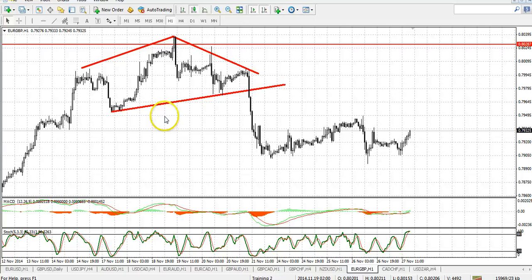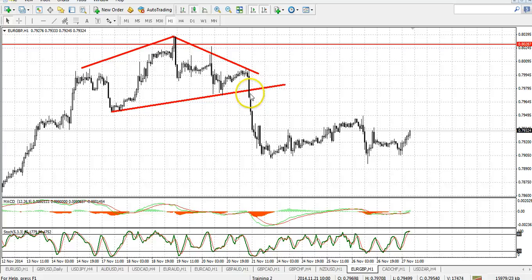Just for interest's sake, guys, a little big head and shoulders that we had over there. A big one. There's the head, the two shoulders, and the neck. Okay, full body close on the other side of the neck. Okay, that's where you could have entered.